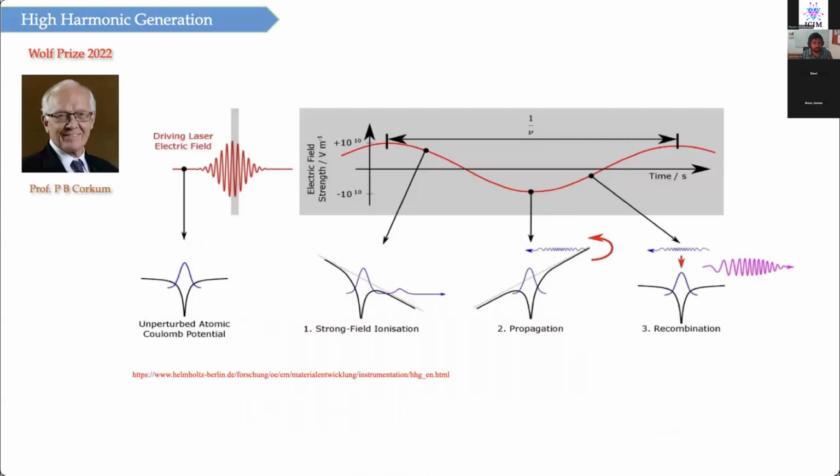So this is one of the pioneers in attosecond science, and he received the Nobel Prize in the year 2022. This is Professor Paul B. Corkum, and he gave an insight into the process.